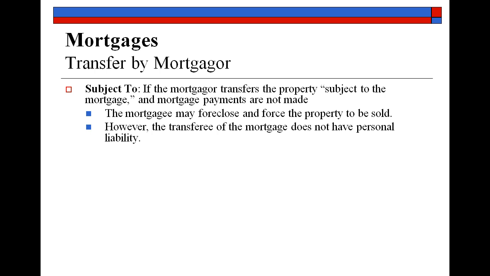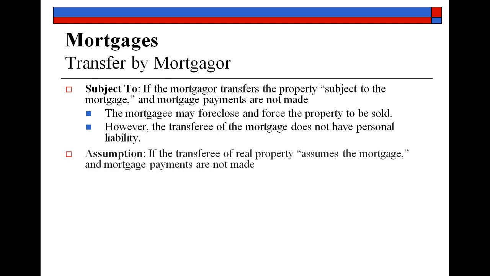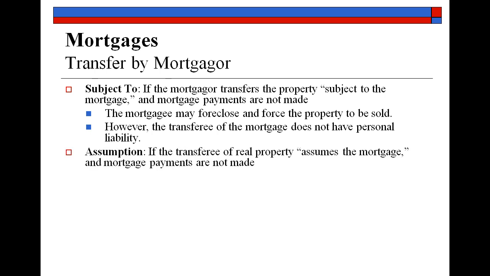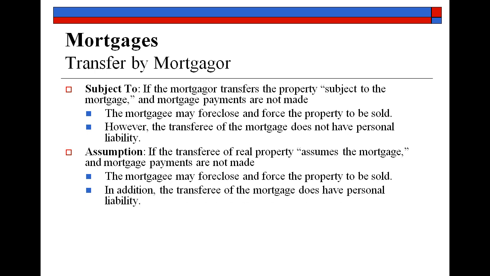The second type of transfer is an assumption of the mortgage. If the transferee of real property assumes the mortgage and mortgage payments aren't made, then the mortgagee may of course foreclose on the mortgage and force the property to be sold. In this situation, the transferee of the mortgage does have personal liability for any deficiency.